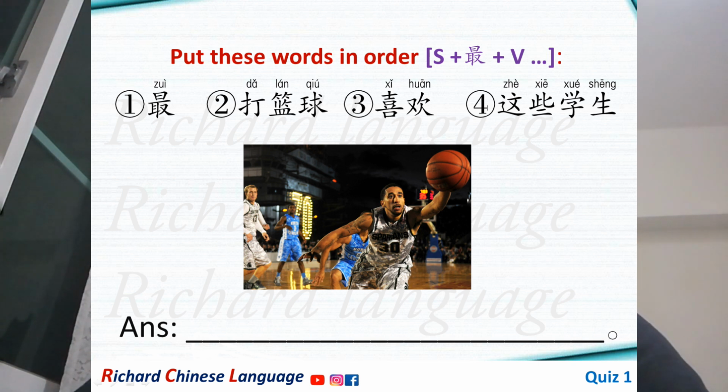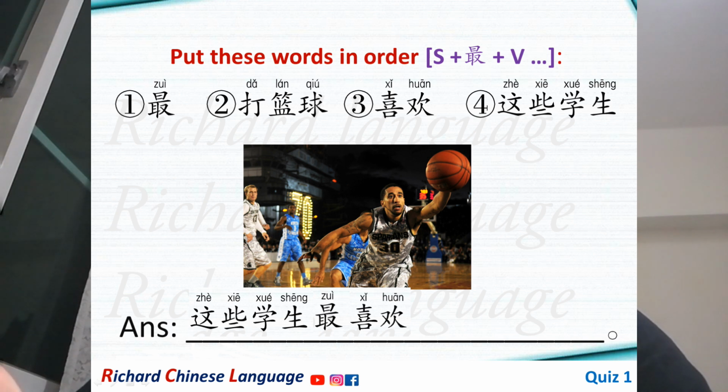Okay, very good. First of all, we need to find out the subject, and that is number 4, 这些学生. And then we just use the word 最. Okay, number 1, 最. And then quickly we use 喜欢, the verb. So that's number 3, 喜欢. And the last one is number 2, 打篮球. Okay, so the order is 这些学生最喜欢打篮球.